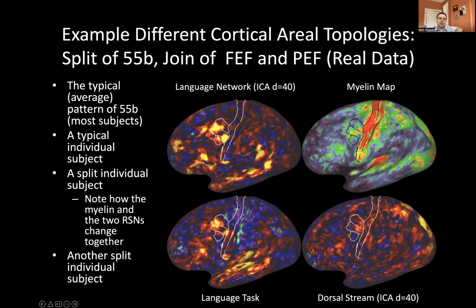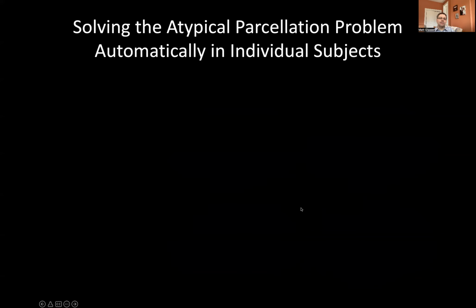Here's another split subject. Again, lack of connectivity and activation right down the center of 55B, where we've got high myelin and dorsal stream connectivity splitting 55B in half.